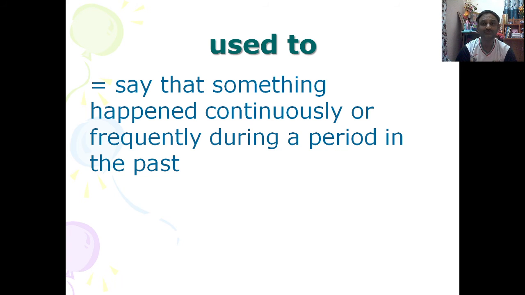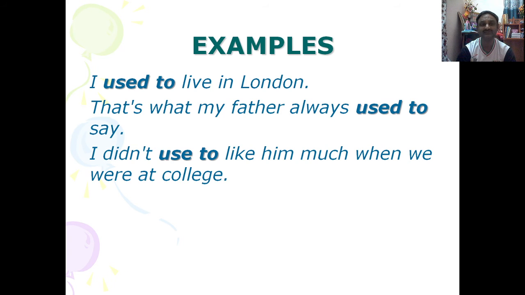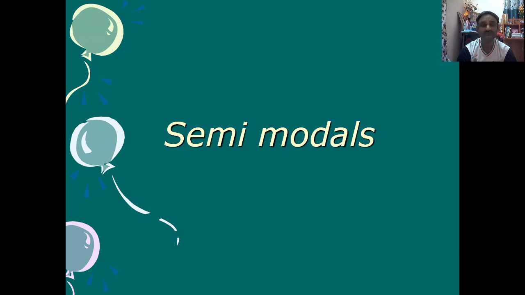Now, used to. This is also a very important term, which says that something happened continuously or frequently during a period in the past. Examples will be: I used to live in London, that's why my father always used to say. I didn't use to like him much when we were at college.